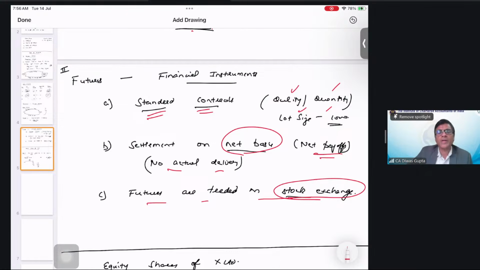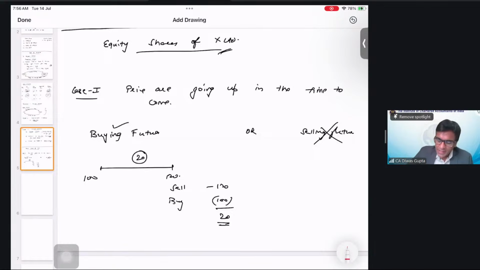They're always traded on a stock exchange. Because they have to be traded on a stock exchange, they are very much consistent, they are very much standard. Now let's assume that there is an equity share of X Limited. In case 1, the prices are going to go up in the time to come. That's what we have as a hypothesis, that in the future the prices are going to go up.